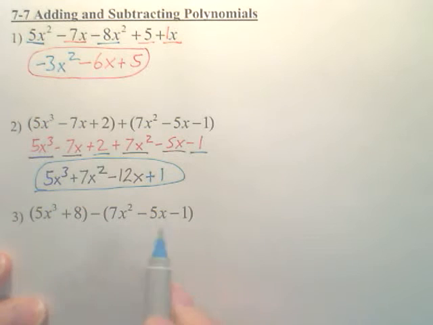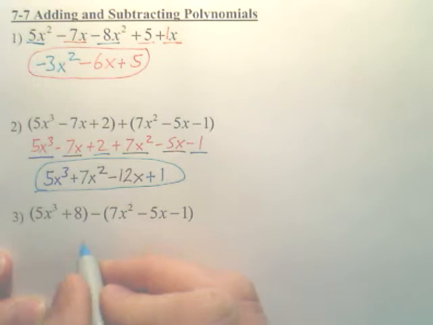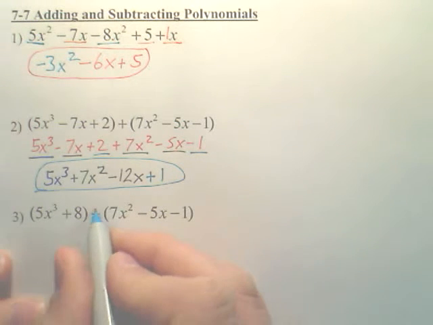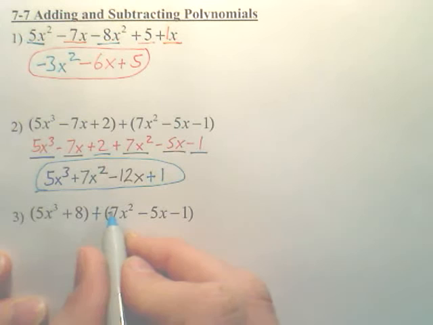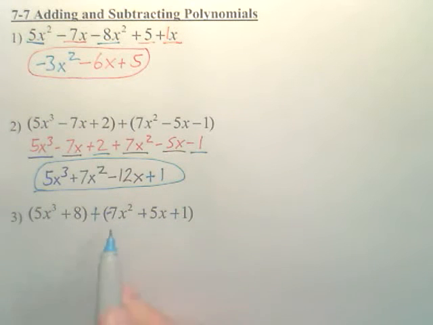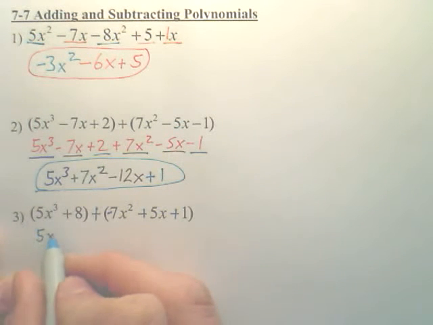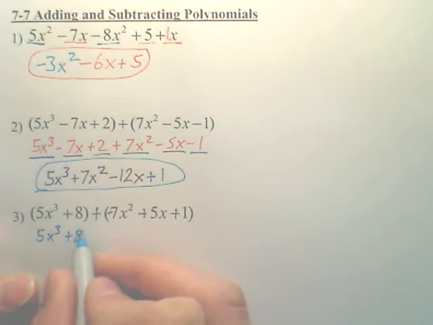Alright, number 3, the last one. Since this is a minus, you're taking this, minusing this, you first need to change this to a plus. So you change that to a plus and then change all of these. When you make that a plus, you then change this to a minus, this to a plus, and this to a plus. Okay? So change it to a plus and then change everything here. Once you did that, you just rewrite it. So you now have 5x cubed plus 8.